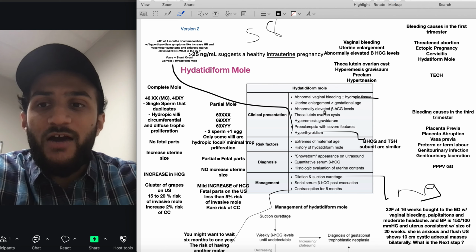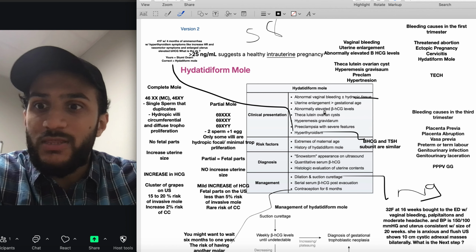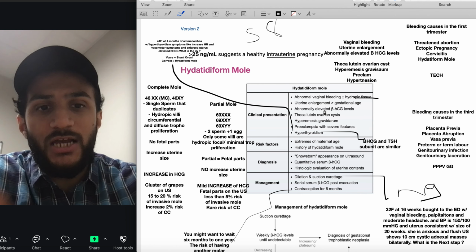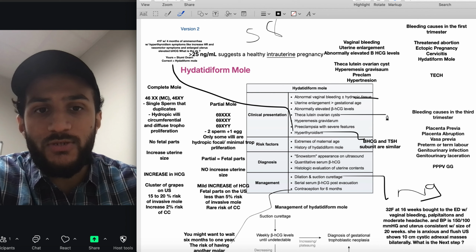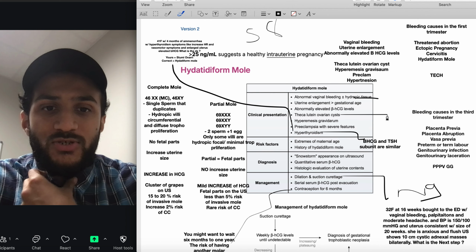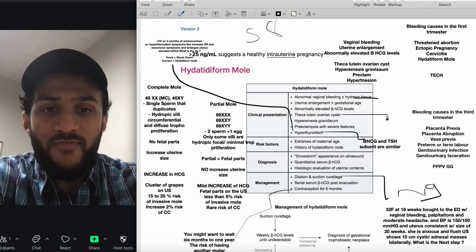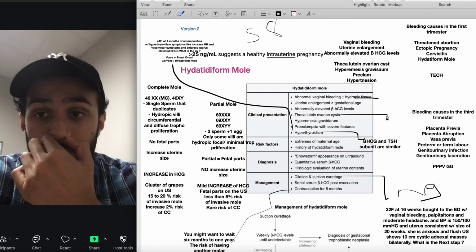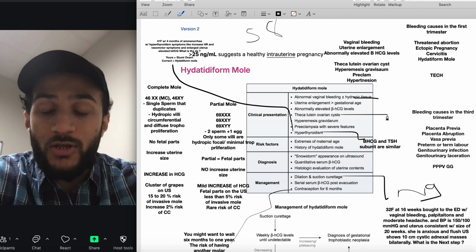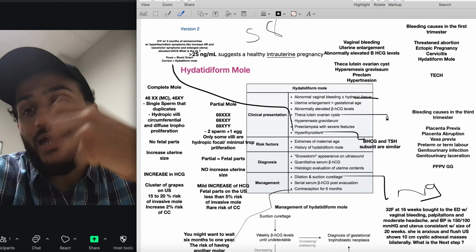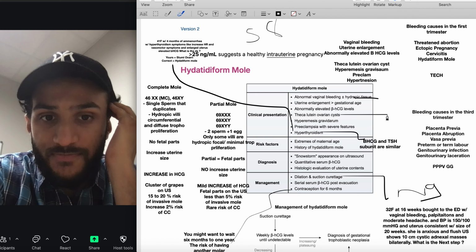The uterus is enlarged more than the gestational age. So the mother might have had her last menstrual period 6 weeks ago, but the uterus is 12 weeks. There's going to be very high HCG, and theca lutein ovarian cysts will also be there. We can have a lot of vomiting, hyperemesis gravidarum, and we can get preeclampsia and some features of hyperthyroidism. This is very interesting. Why do we get hyperthyroidism? Because the beta HCG subunit is very similar to TSH, so it can stimulate the thyroid in the same way.